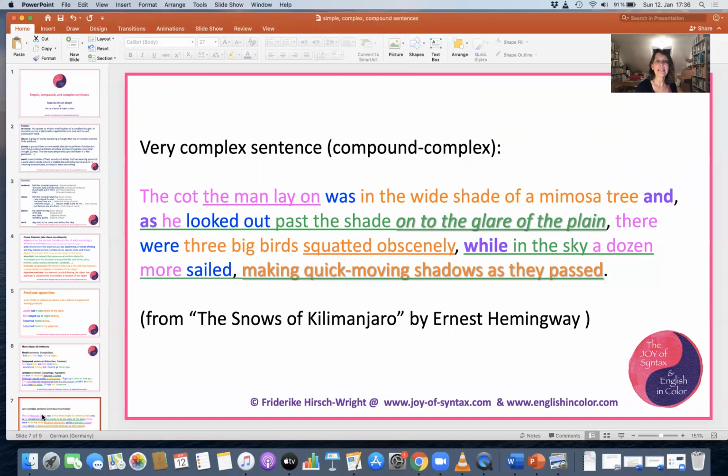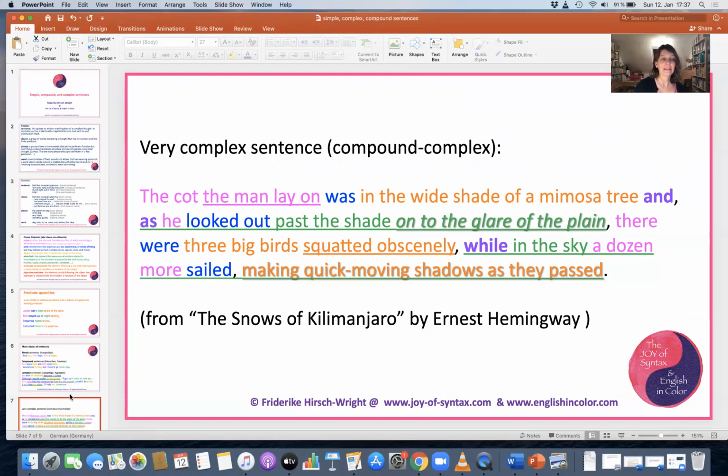And then we see that the main clauses each contain a relative clause. So the cot that the man lay on, and three big birds that squatted obscenely. And in both cases, the relative pronoun itself has been omitted, and that's possible under certain circumstances.